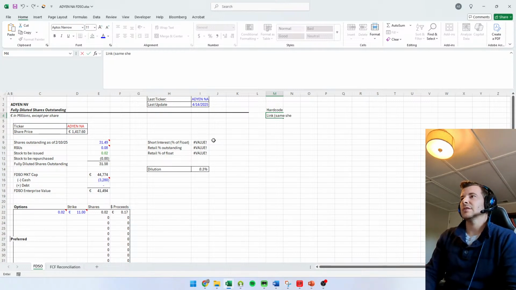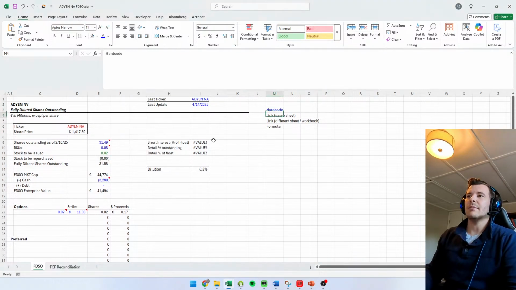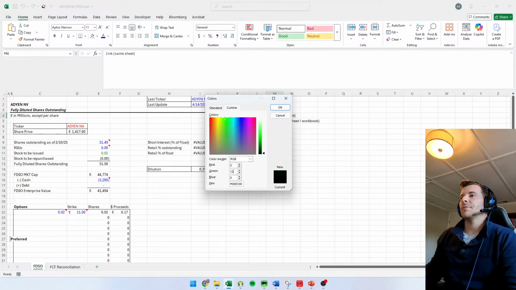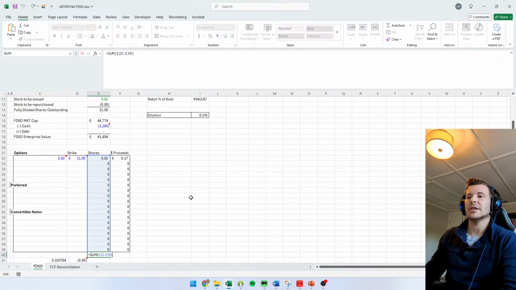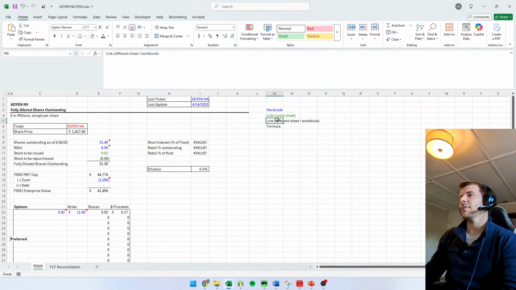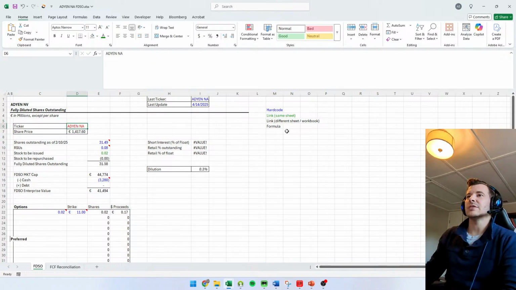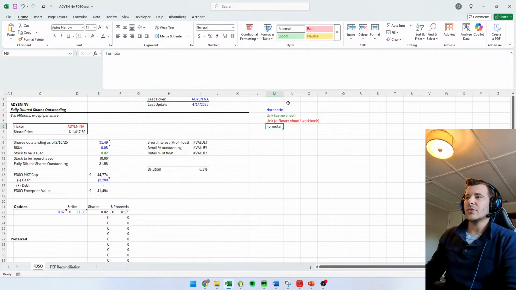So this is link, same sheet, link, different sheet / workbook, and formula. So these are the primary classifications I use. So hard code, we make that blue. That lets you know that's something that we're typing in, needs to be adjusted. This is a link, same sheet. So we'll see this link here is to this cell down here, which is a sum of all the potentially dilutive securities that are in the money. Then link different sheet workbook is this red. I think I just tend to use the default red, and then black is for a formula.